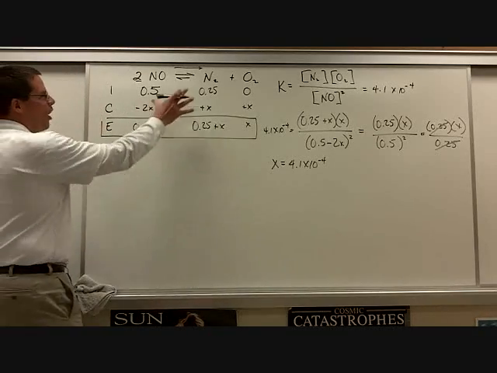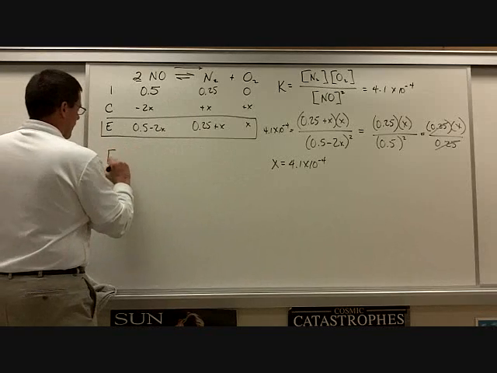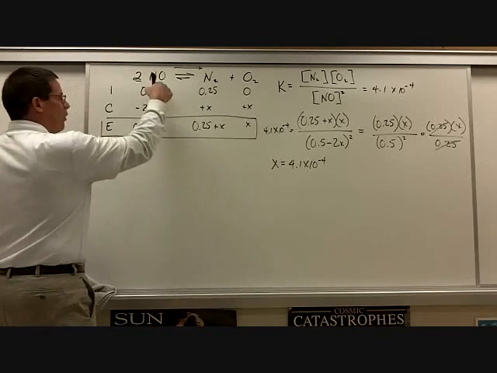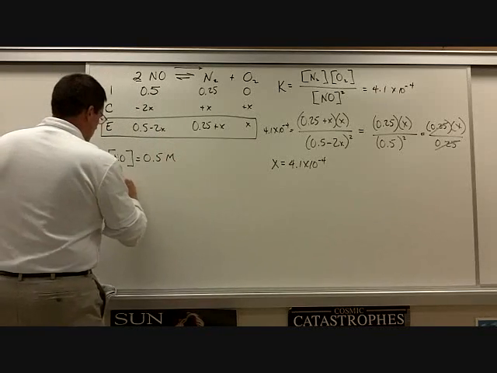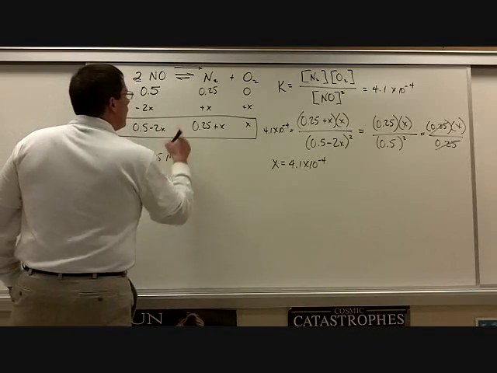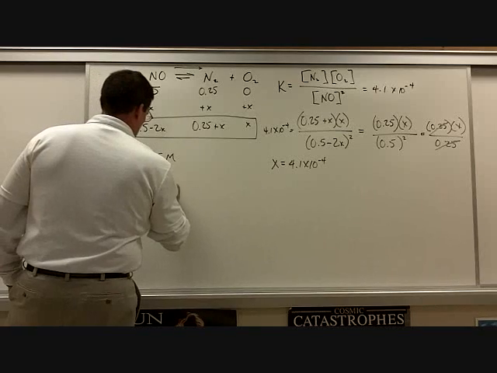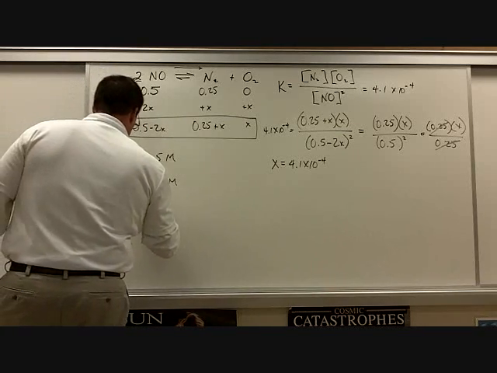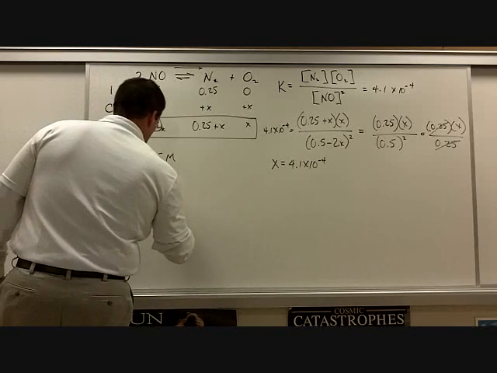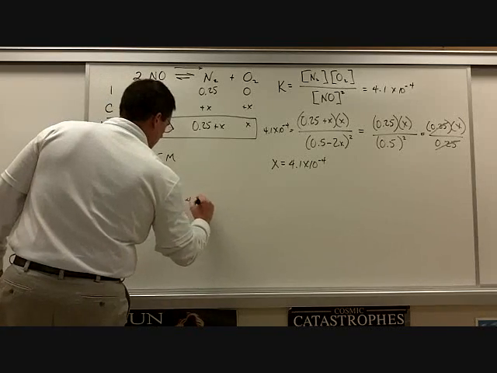All right, so giving our final concentrations. NO, since we started with 0.5, we're going to finish with 0.5. The nitrogen is 0.25. And then our oxygen is 4.1 times 10 to the negative 4.